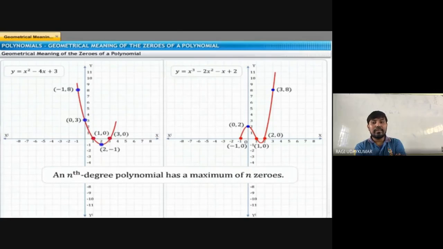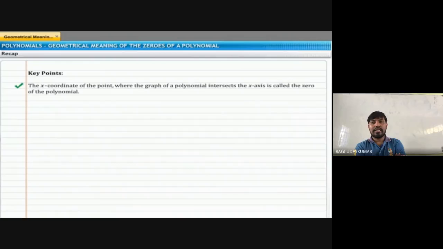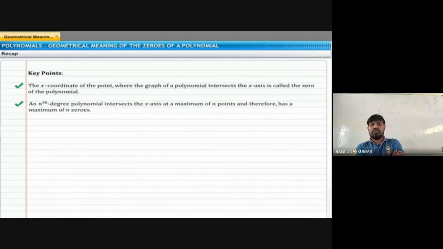So an nth degree polynomial has a maximum of n zeros. Maximum. That means the parabola may touch the x-axis at only 1 point, and in that case only 1 zero will be there. So don't consider that a quadratic polynomial must have 2 zeros. You may have 1 zero, or you may not have zeros at all. That means the polynomial may have a 0, or it may not have a 0.